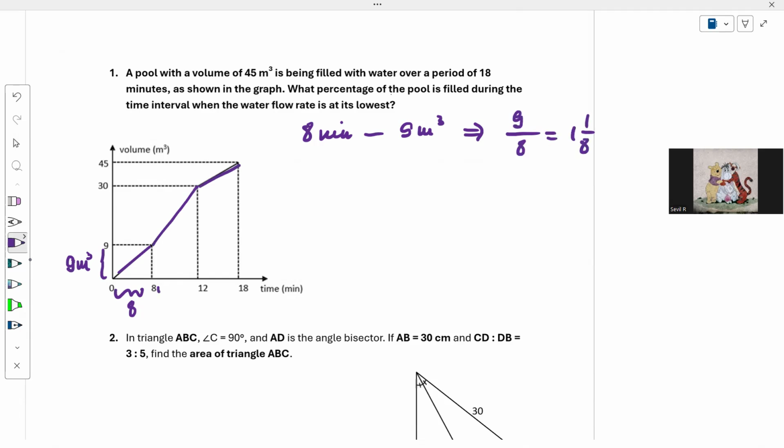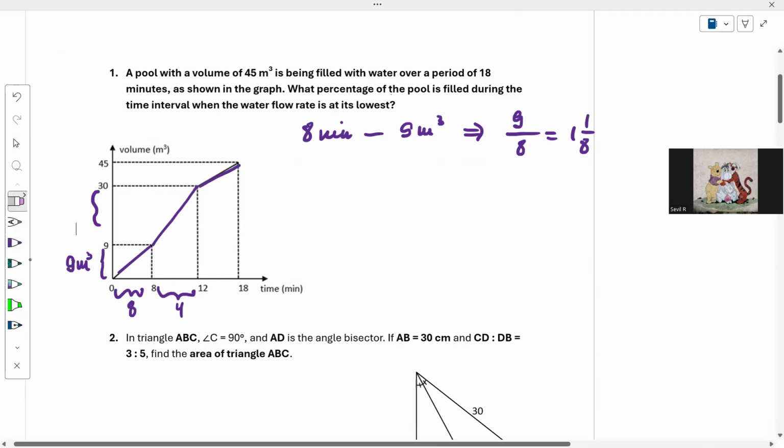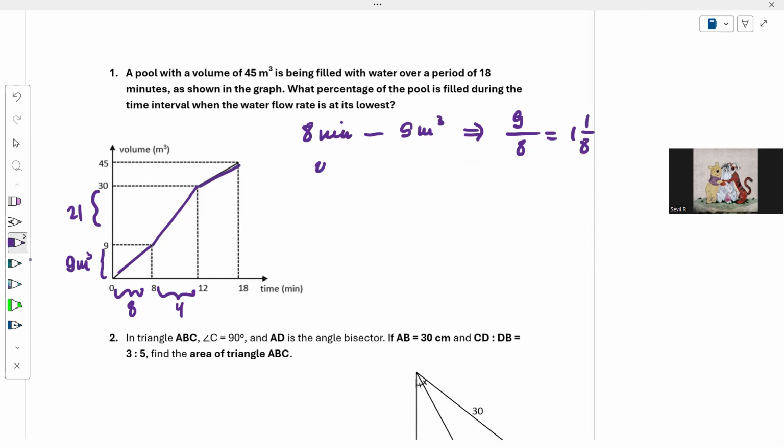The second part, as you see, the change in time is 4 and the change in volume is 21. Or not 21, 11, right? Oh, sorry, 21. So in 4 minutes, 21 cubic meters, and the rate will be 21 out of 4, which is 5 whole 1 out of 4.